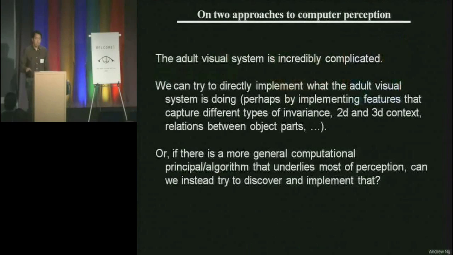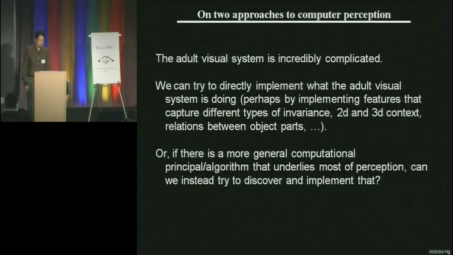So just to summarize this, I've been ranting on philosophy a little bit. I think there are two possible approaches to doing computer vision. We all know that the adult visual system is incredibly complicated. So one approach to computer vision is to try to directly implement what the adult visual system is doing. We can implement features to capture different types of invariants, context, relations between object parts, 3D structure, and so on. And maybe we can implement the visual system.